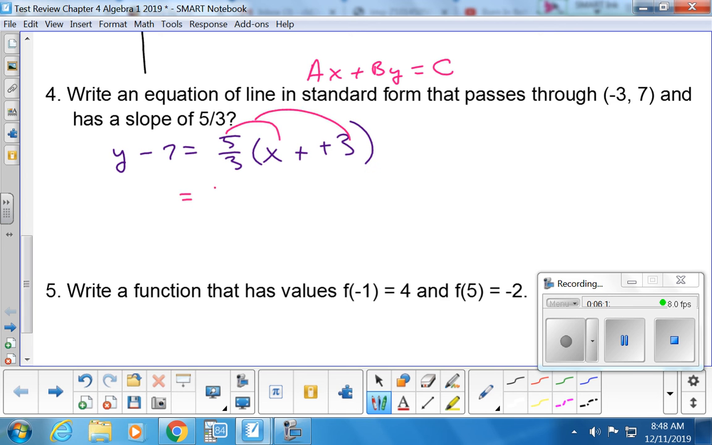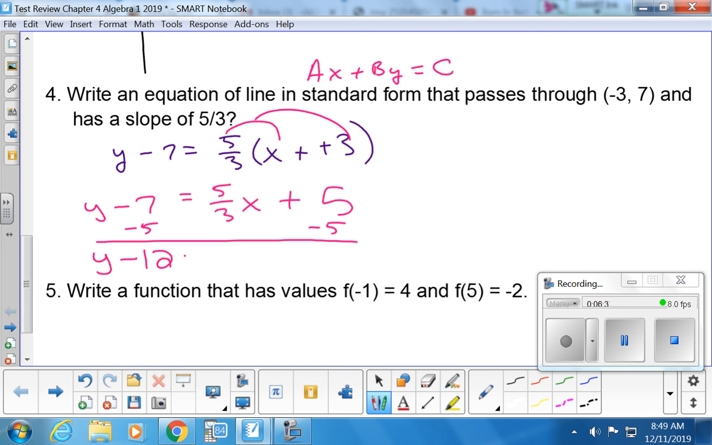So it will be 5/3 x plus 15 over 3 is 5 because the 3's kind of cancel each other. He said to +7. Yeah, I would actually leave the 5/3 x alone. So yeah, I would move the 5 to join the 7. So at that point, it'd be a negative 12 over there.